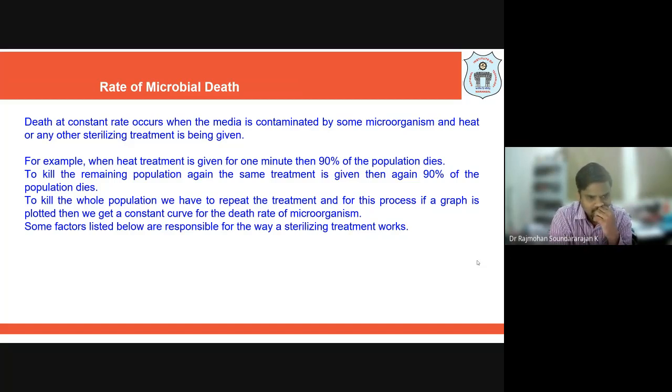The death at constant rate occurs when the media is contaminated by some microorganism and heat or any other sterilizing treatment is given. For example, when heat treatment is given for 1 minute, then we can say that 90% of the population dies, but we may need more time to kill the remaining 10% of the population. To kill the remaining population, again the same treatment is given, then again only 90% of the population dies. Like that, we have to keep repeating, right? So obviously the time of sterilization is very important.